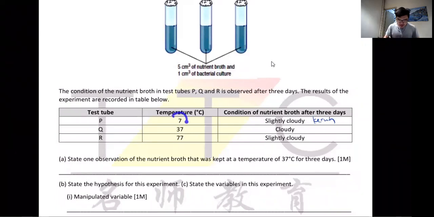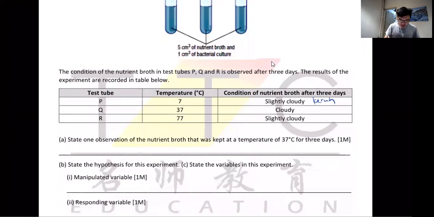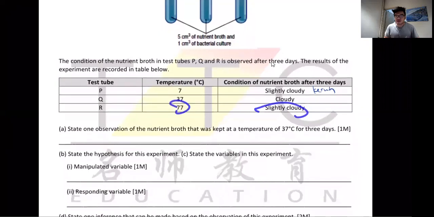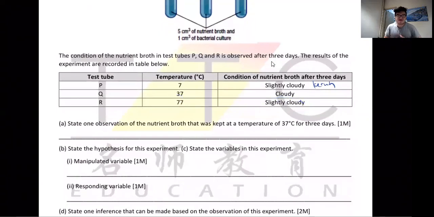At low temperature, bacteria don't grow very well. But at 37, as you can see here, it is cloudy. That means bacteria is growing very well at 37, because that's the optimal temperature. At 77, slightly cloudy too, because by 77 a lot of bacteria will die. So as I said, temperature is about that optimum temperature. You cannot go too high or too low because they simply don't like it.